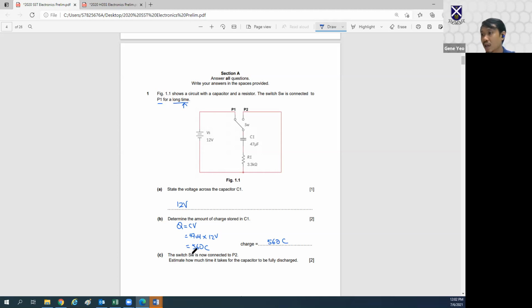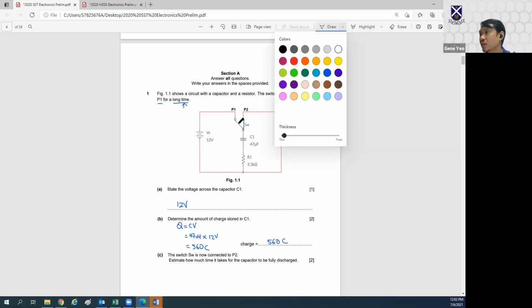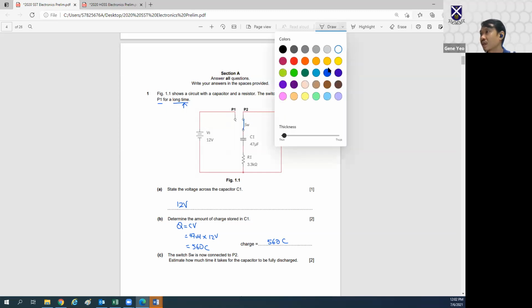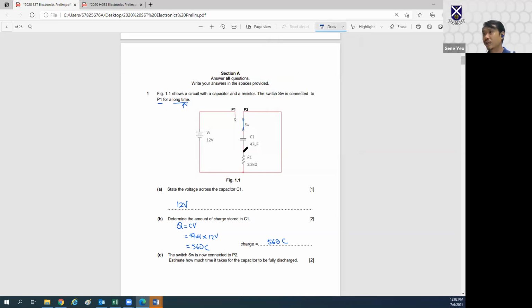Now, the switch is now connected to P2. So now the switch is here. It's flicked to the other side. It is no longer over here. With the switch over here, it means that now the capacitor is acting as the battery, and it is going to start discharging the charges accumulated.